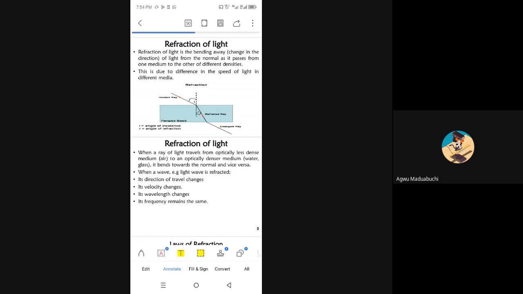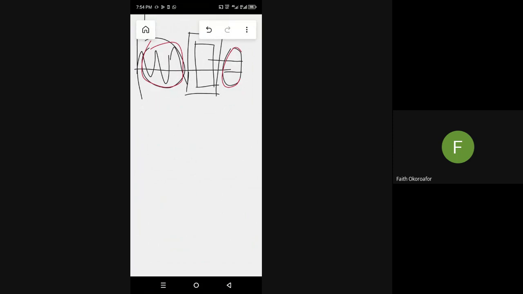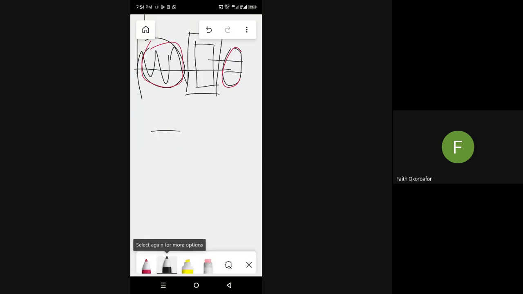Should I say that again? Yes, sir. That base, the base of the block. Can you see my whiteboard? Yes, sir. This is your rectangular block. This is the normal, this is the incident ray. This is the reflected ray. This is the emergent ray. So you measure this angle.